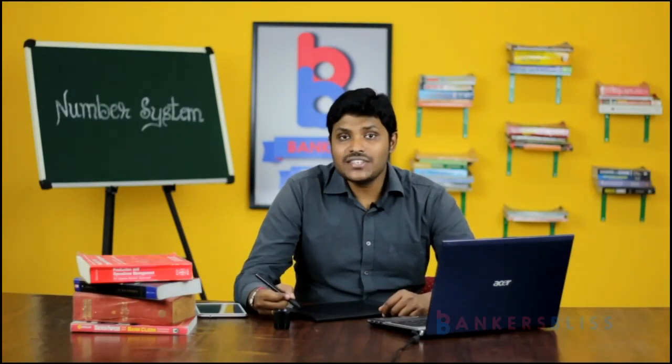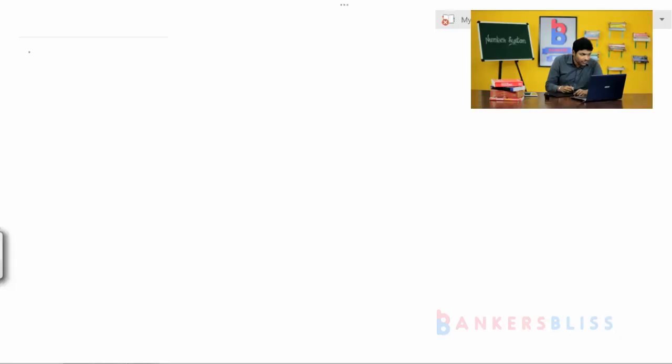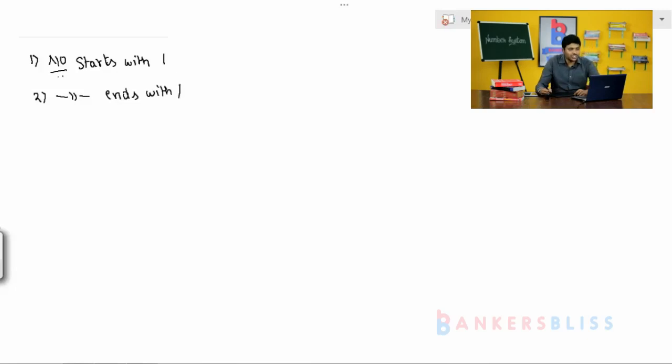Let us discuss first how to calculate the cube of a given number. See here, you are going to get four types of number to calculate the cube. First, the number starts with 1. The second condition, the number ends with 1.